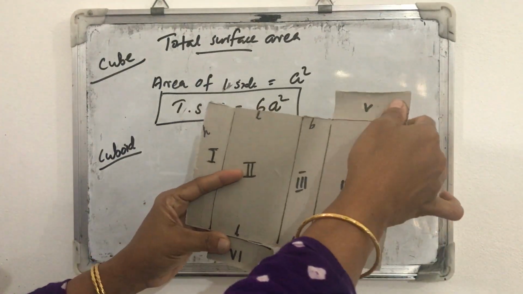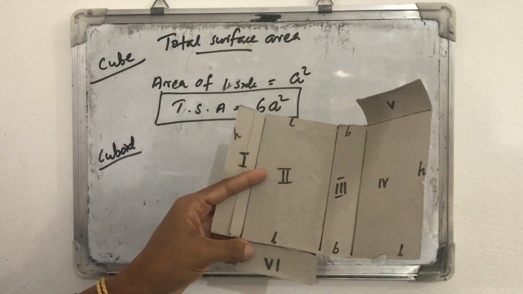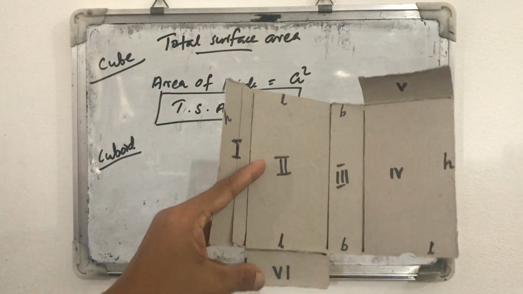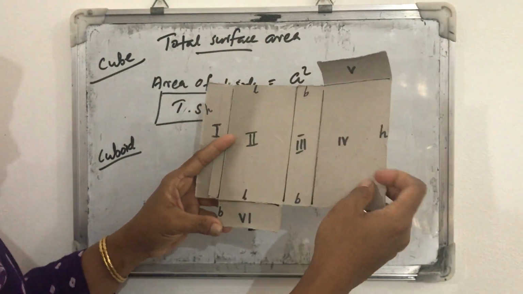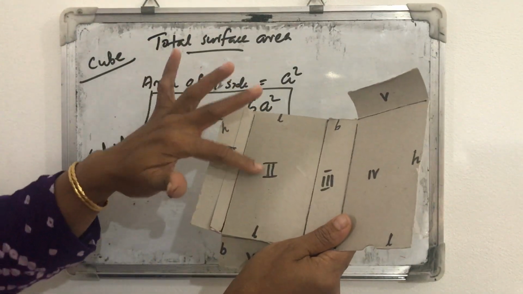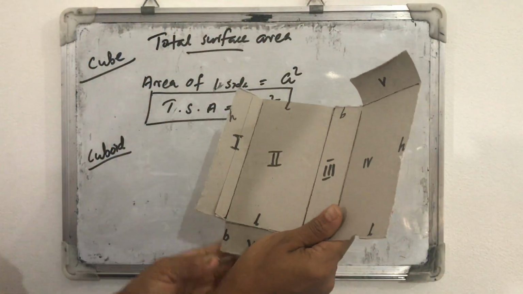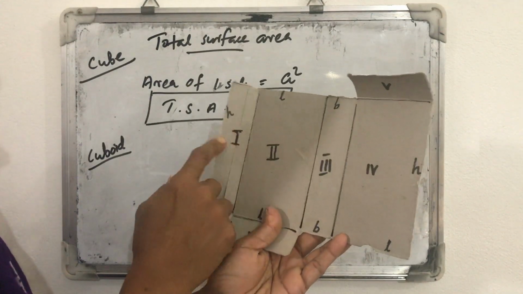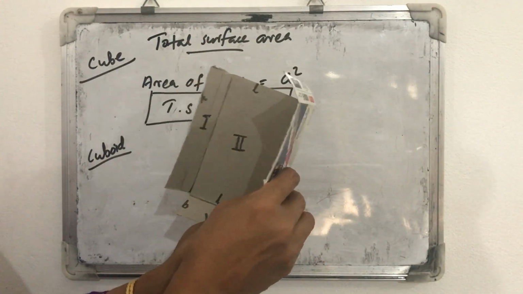Six rectangles are there. Okay, is it clear? When we open the net of a cuboid that we already learned in lower classes, after opening that cuboid, we will get 6 rectangle faces. So first one rectangle is this, second, and this is the third part, this part.